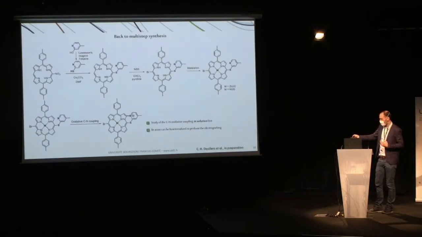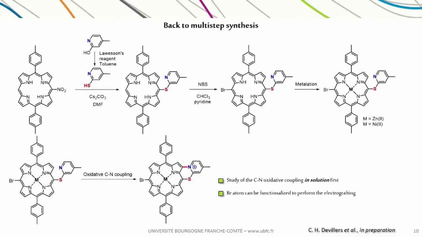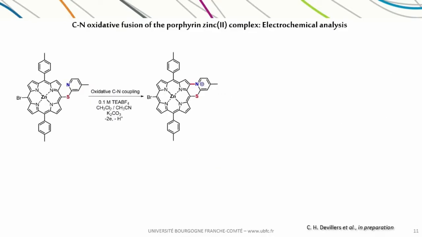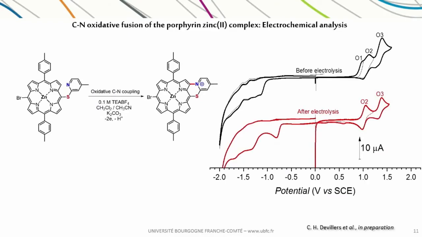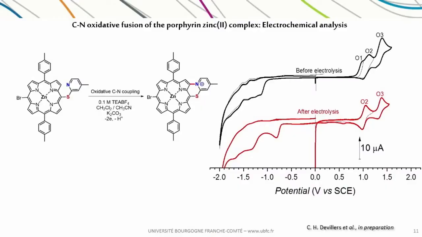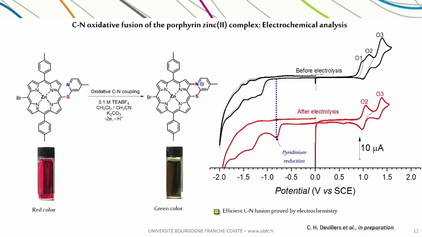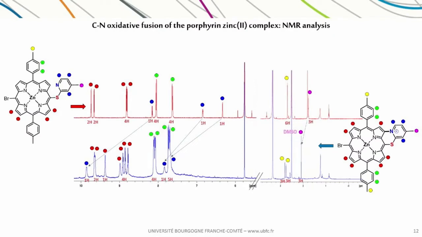When we try to oxidize this porphyrin by electrochemistry or even by chemistry, it works, in fact. You can see here, before the electrolysis, that the first oxidation is fully irreversible. When we apply the potential which corresponds to this one, after the electrolysis, this product is disappearing. And you see here a new reduction process which corresponds to the formation and the reduction of this new pyridinium fragment. That means that the fusion was very efficient. You can also see the red color of the starting product and the green color of the fused product.